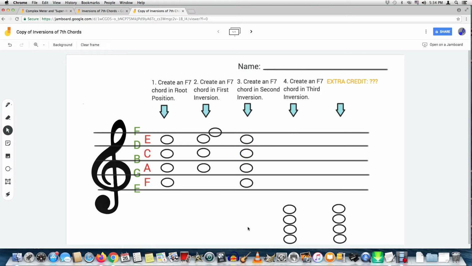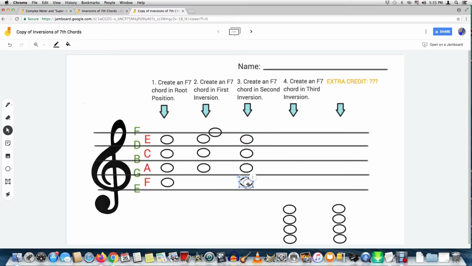Now, second inversion is not going to have a third on the bottom and a third in the middle and a second on top. Instead, it's going to have a third on the bottom, a second in the middle, and a third on top. All right, so let's try to imagine how that might look. There's actually a couple different ways we could do this. I know that if I put an F on top instead of E, I'm just going to end up with first inversion again, and we don't want that.